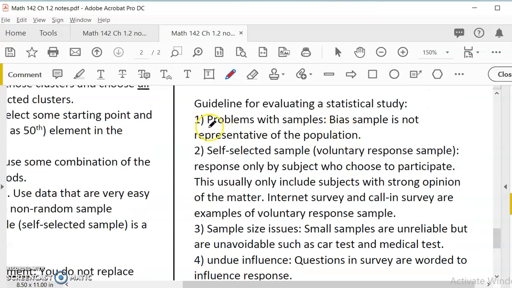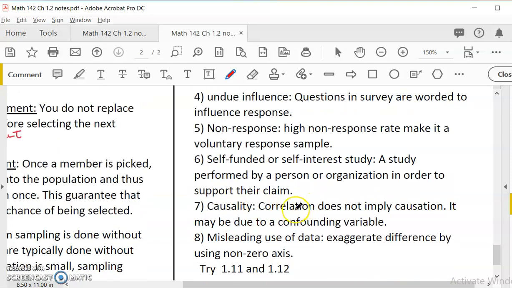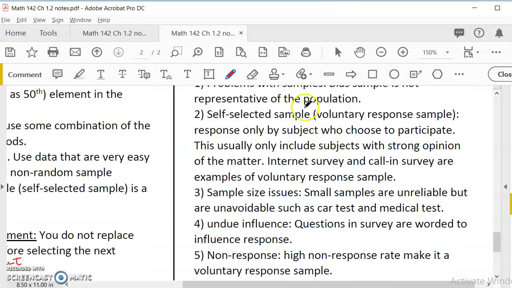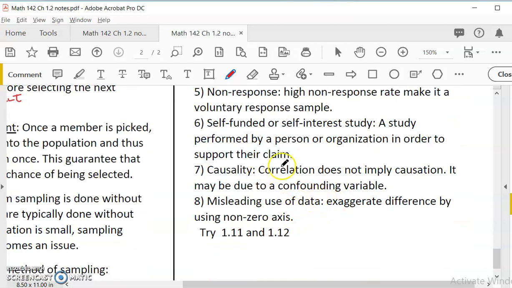I'd say the main problems are usually with samples. You should always look at how they select samples. You should always look at who is behind it. So these two are the main things. And then, of course, causality. Do they just use the results to extrapolate that something caused another, or do they exaggerate the results? So make sure that you understand how to evaluate a statistical study by looking at all these areas. So that is all of chapter 1.2.